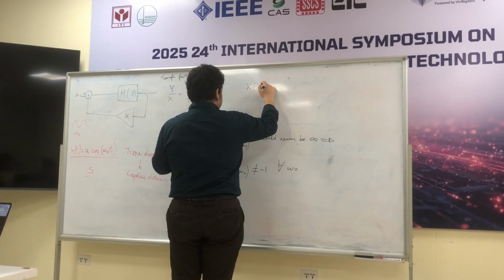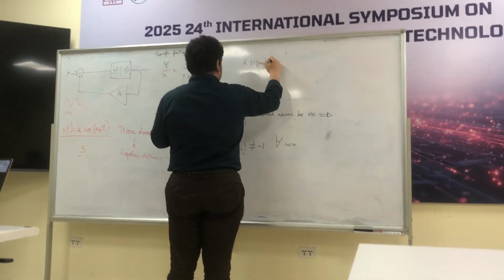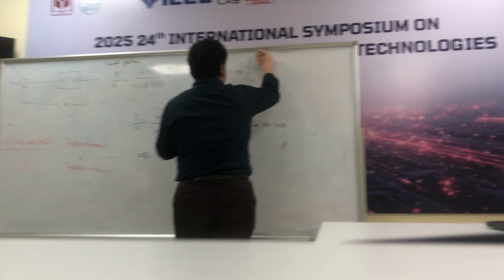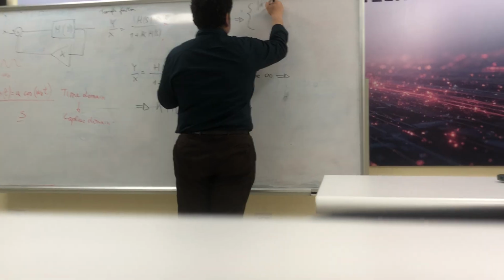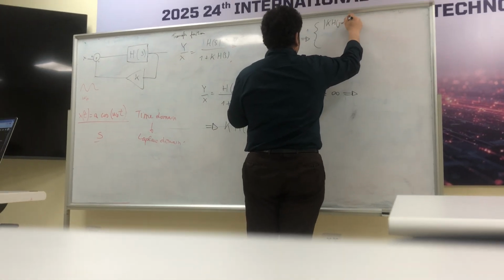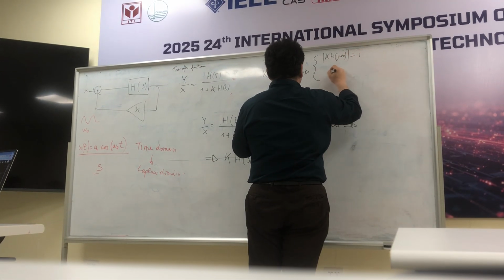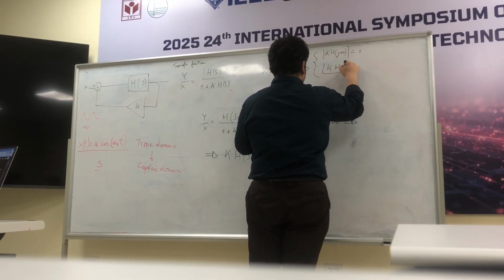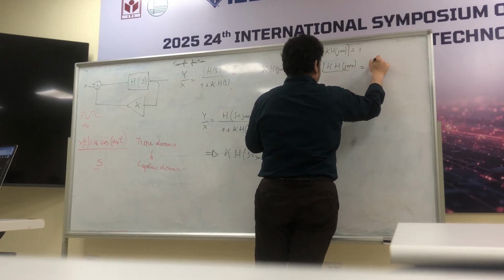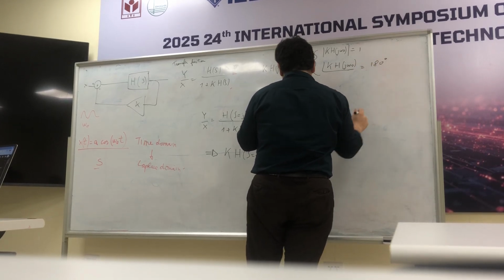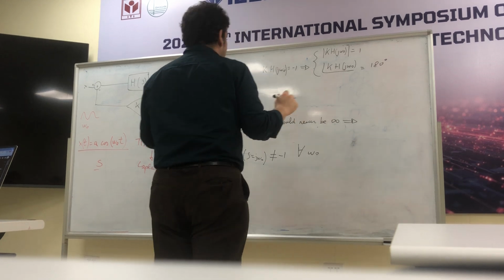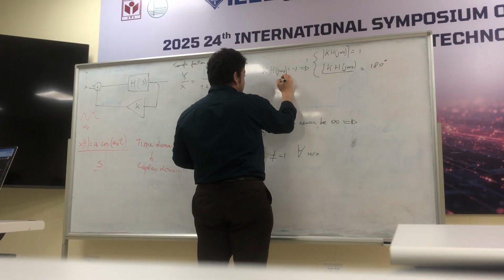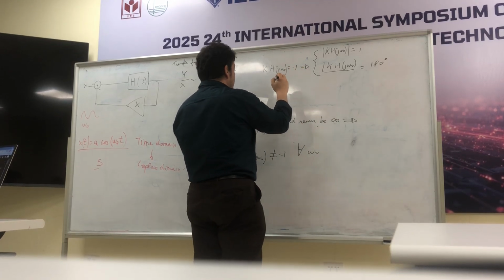Having j k omega 0 equal to minus 1, what does it mean? It means that the module of k j omega 0 is equal to 1, and the phase is equal to 180. Okay? So this is the condition for instability.